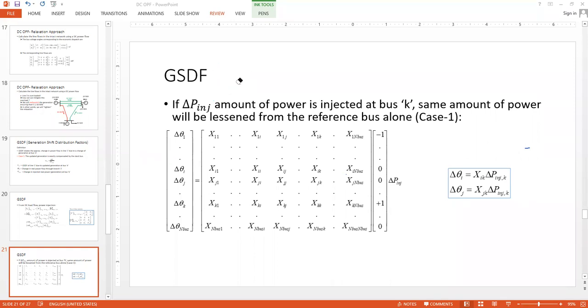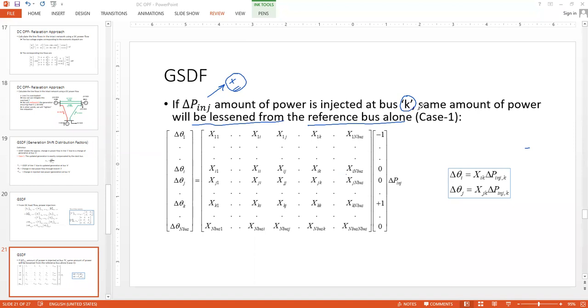Okay, so once we have a del P injection at any bus K in my system, the same amount of power will be lessened from the reference bus alone. So that means del P injection here, we are considering it to be a positive change. The slack bus or the reference bus should take care of that change. So only the slack bus will be responsible for compensating this change of injection at any other bus K in the system other than the slack bus.